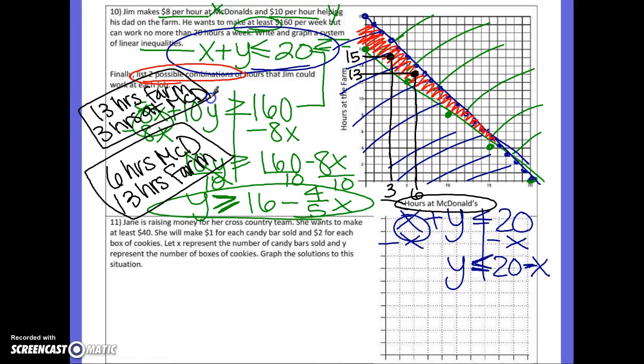And that would make it so that he's working no more than 20 hours a week and making at least $160 per week, which is what he wanted.